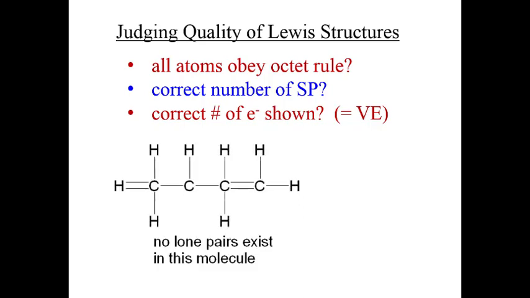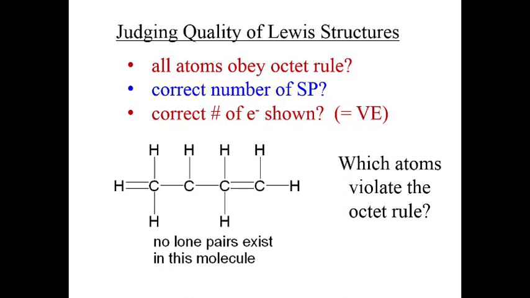Take a look at this structure, where we're told that no lone pairs exist in the molecule. What atoms violate the octet rule? We're looking for hydrogen atoms that have more than 2 electrons and carbon atoms that have more or less than 8. There would be 4 atoms that violate the octet rule.